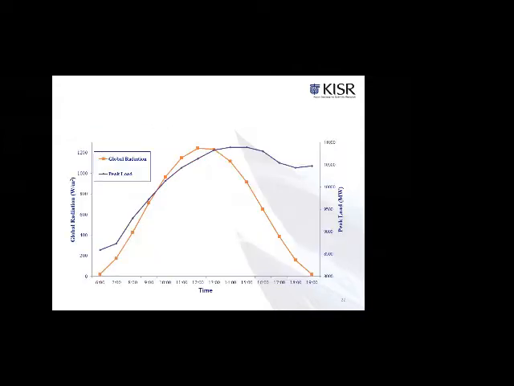Here is just another example of the global radiation available for us, corresponding to the peak load of air conditioning systems. So again, it shows that the hottest hours in the country, here in the bottom, correspond to the highest global radiation available. So we can tap into this thermal cooling technology, which I will talk about later on in the presentation.